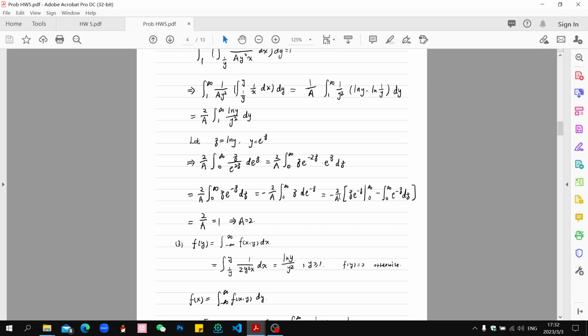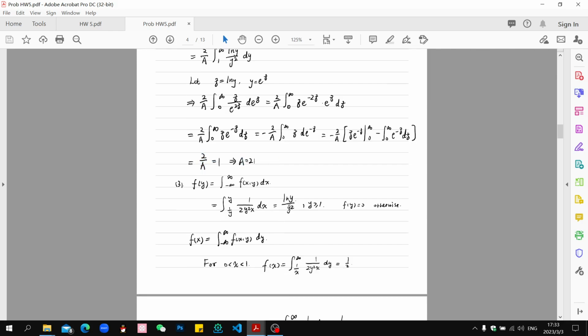And then we calculate it real fast. Do the partial integral. We can find that it finally comes to 2 over a. And 2 over a equals 1 means a equals 2.